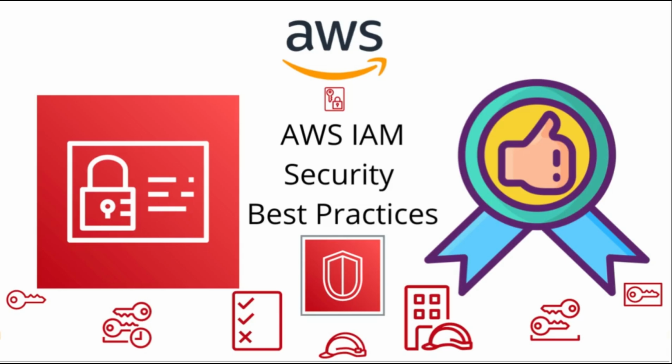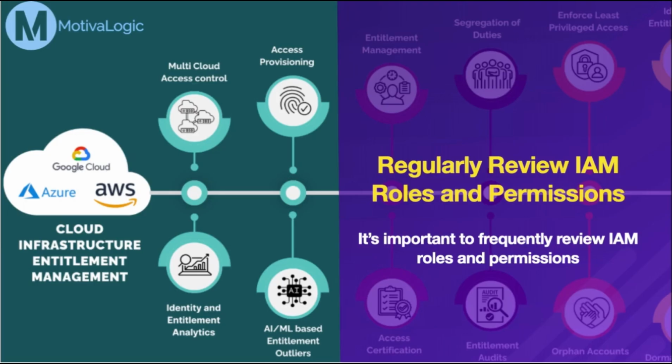Let's discuss best practices for AWS IAM security. To build a secure and manageable IAM strategy, follow these best practices. Regularly review IAM roles and permissions. As your cloud environment grows, it's important to frequently review IAM roles and permissions. Using tools like Cloud Infrastructure Entitlement Management can enhance visibility and control, reducing security risks.